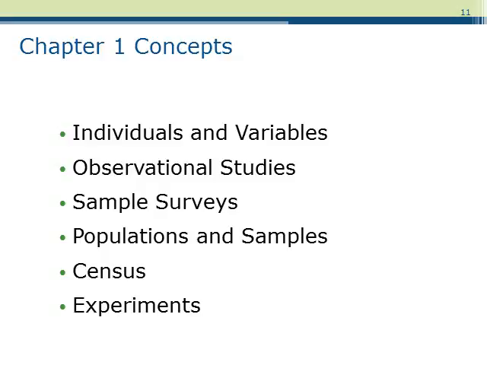A sample survey is where data is collected from a subset of the population, called a sample, to make inferences about the population as a whole. A census is a sample survey that includes the entire population, not just a sample. And then finally, the purpose of an experiment is to measure whether or not a treatment changes the responses in individuals.